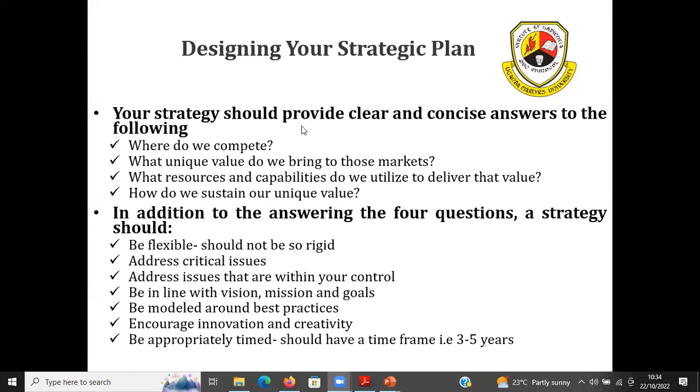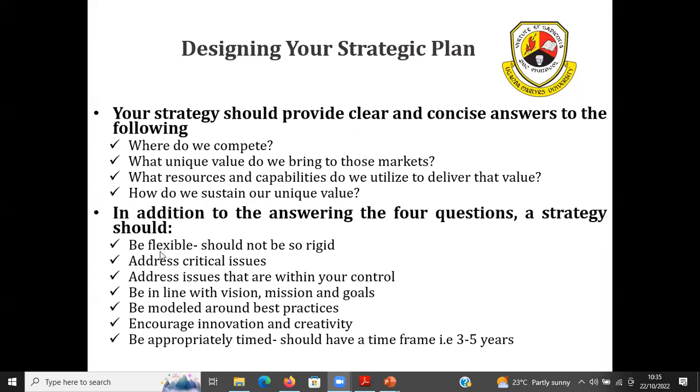So in designing your strategic plan, here are some things that you may want to consider. First and foremost, the strategy should provide clear and concise answers on who we compete with, who is our competitor. What unique value does the organization add to the market? The resources and capabilities that we have, and how are we utilizing them? How do we sustain our unique value? This must be clearly articulated.